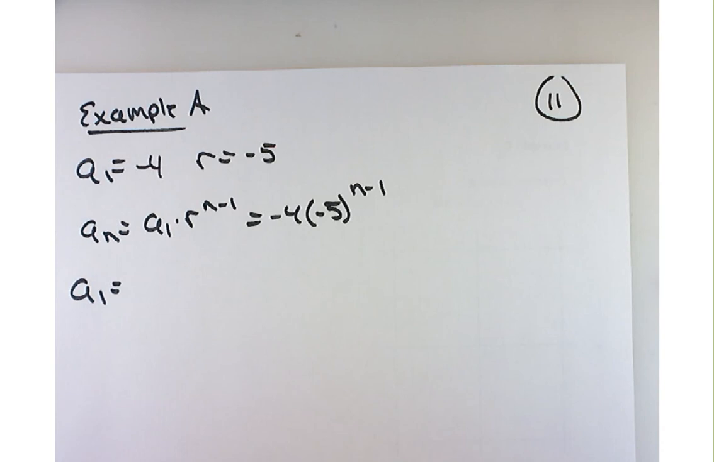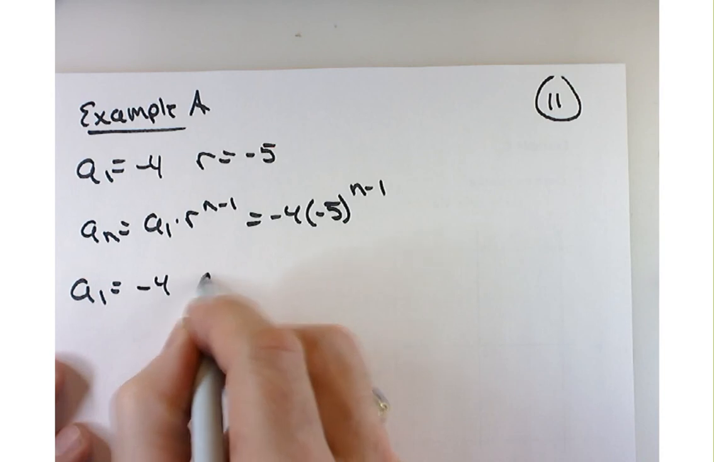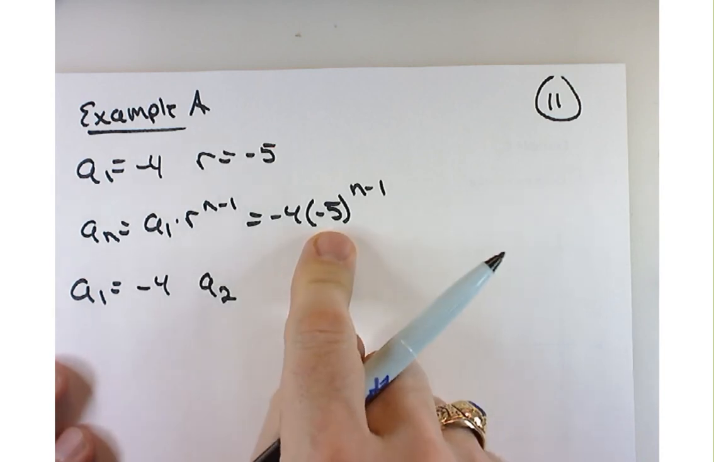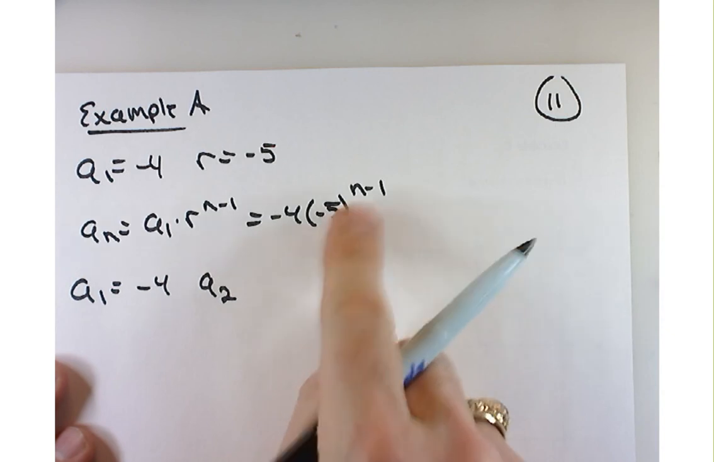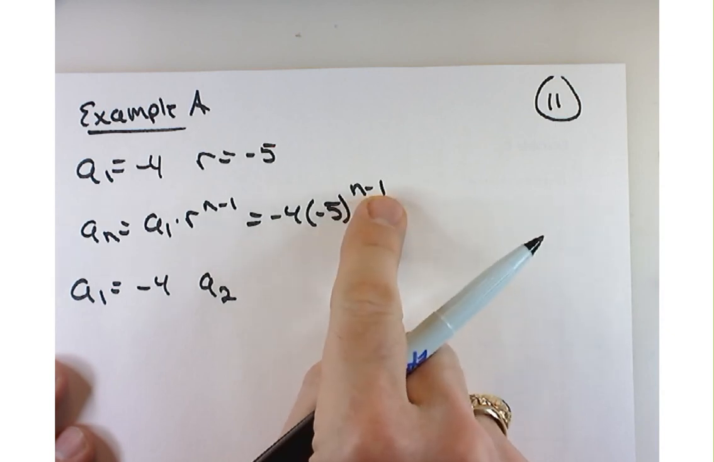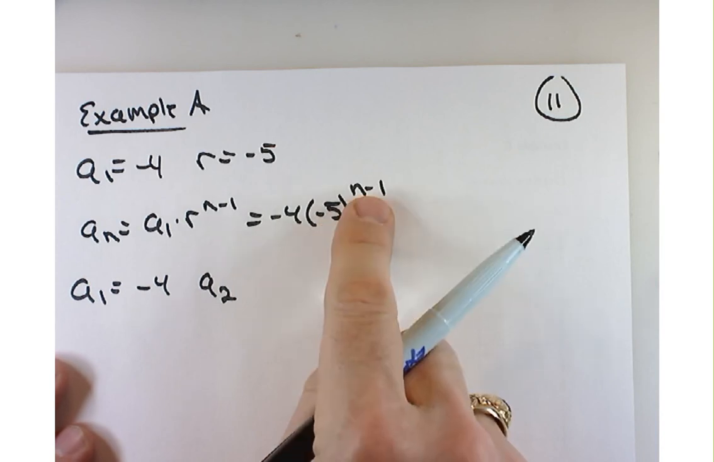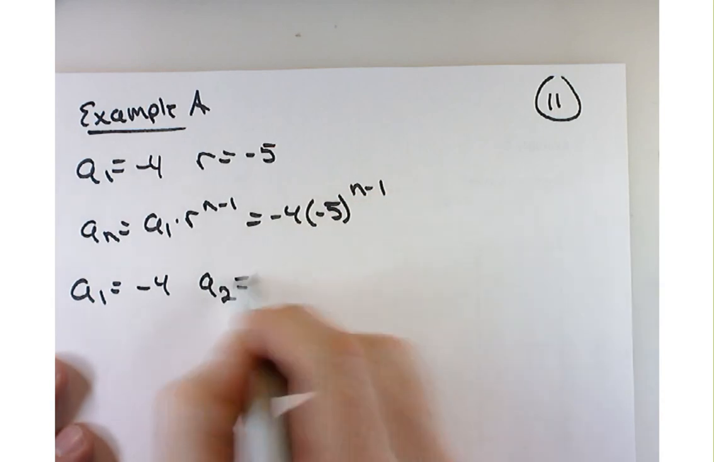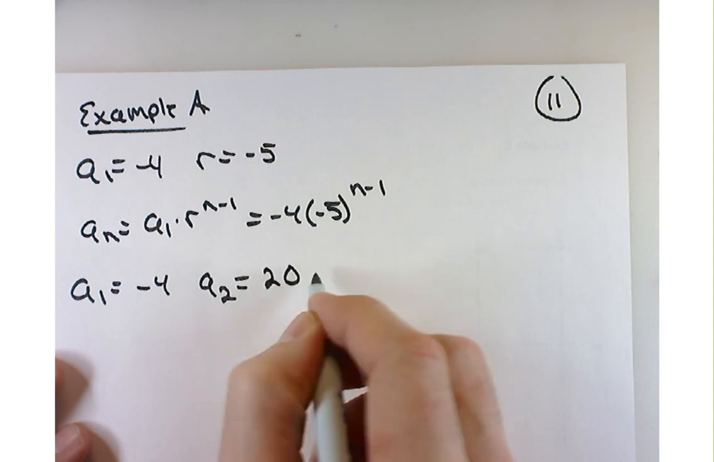A sub 1. Well, we already know that. That's -4. A sub 2, maybe you go to the formula. It's going to be -4 times -5 to the 2 minus 1. Well, 2 minus 1 is the first power. So -5 to the first power is just -5. -4 times -5 is positive 20.